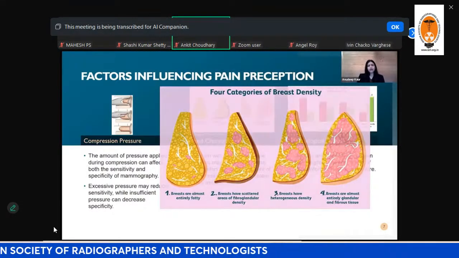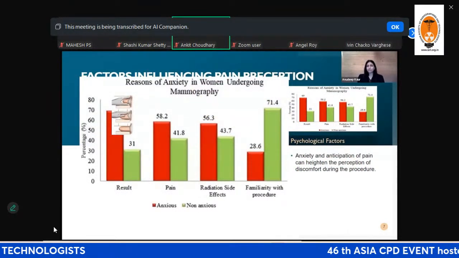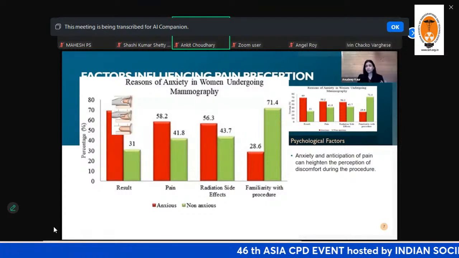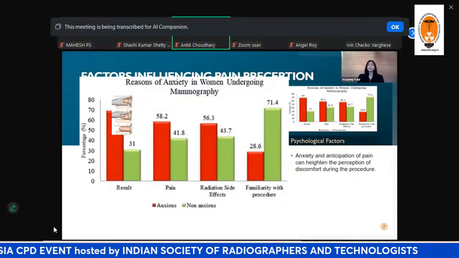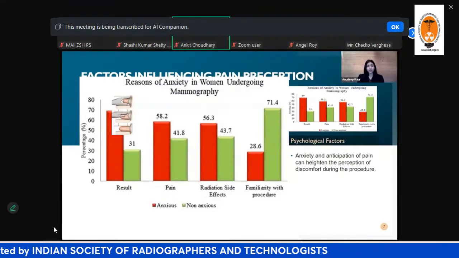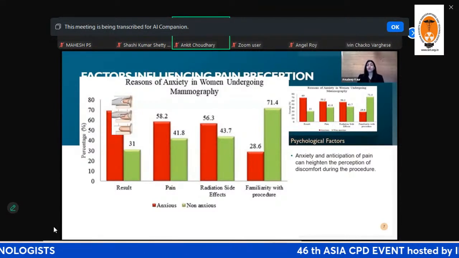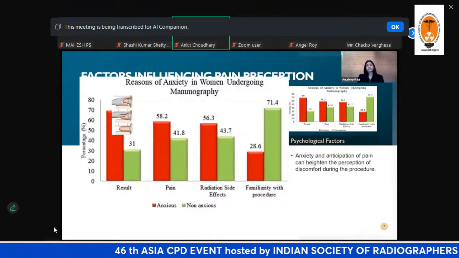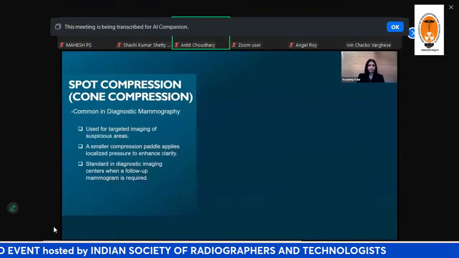Again, given the psychological factors, a patient's pain perception could also depend on those. It could be the anxiety and anticipation that they have because of the pain. It could be because of the results that they are predicting or the pain that they are expecting. Sometimes it is the side effects, so they fear coming for radiography, or the familiarity with the procedure, if they already know how the procedure happens and now they are scared, right? So those are the things that influence how they feel the pain.